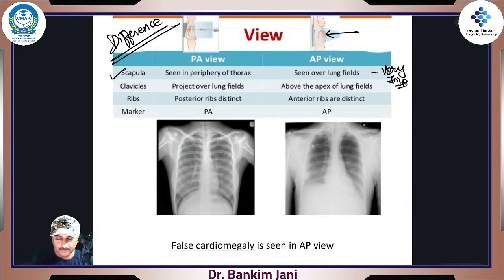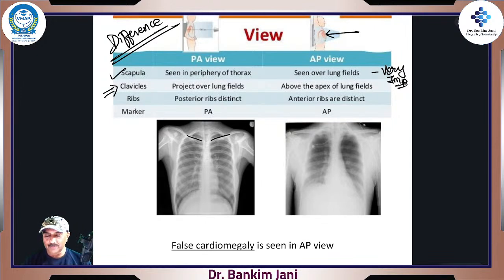Another thing, the clavicles. This is also easy. You can differentiate it, crisp, clean. They project over the lung fields, because when you do it like this, the clavicles are not going to move. They will remain over there. See the clavicles. These are the clavicles. So these clavicles project over the lung fields here and here, right?